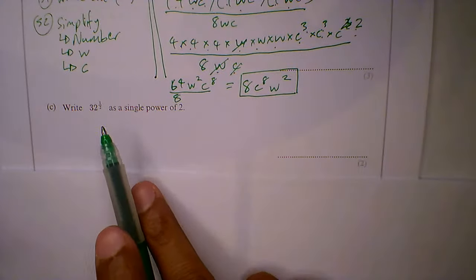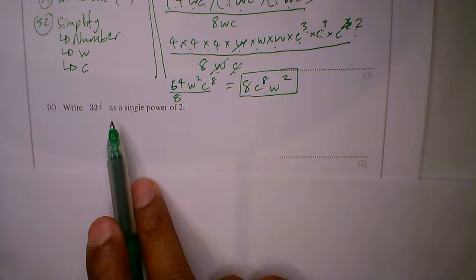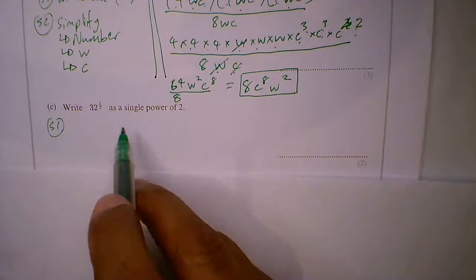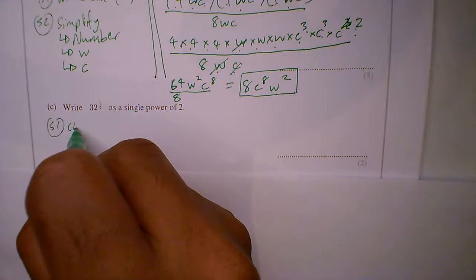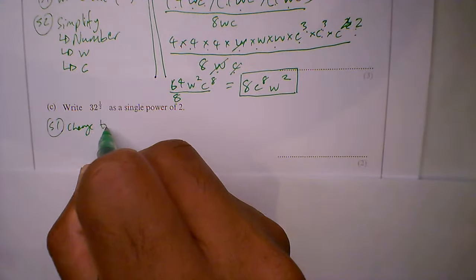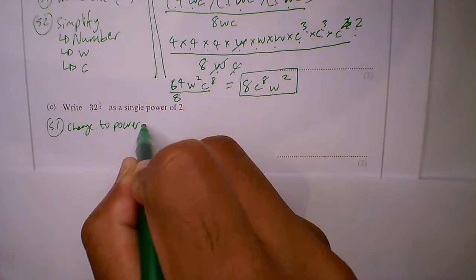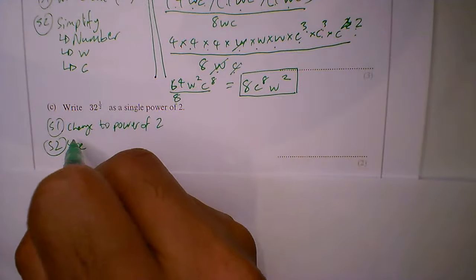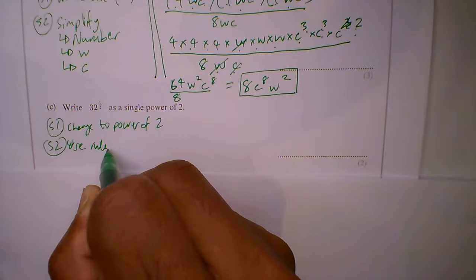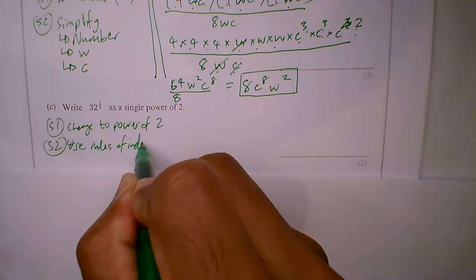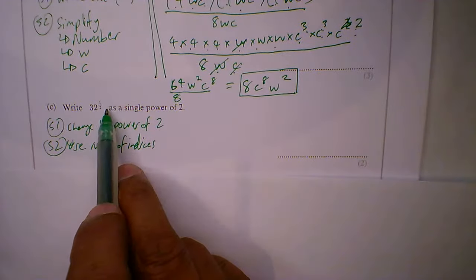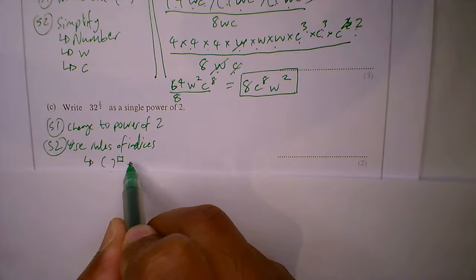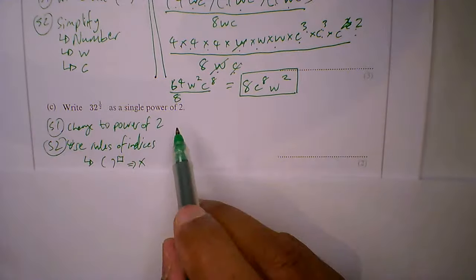Question 5C. Write 32 to the power half as a single power of 2. So step 1 is we need to change to a power of 2. And then step 2 is use the rules of indices. So we've got a power of a power which will be multiplied. Okay, so let's look at this first.